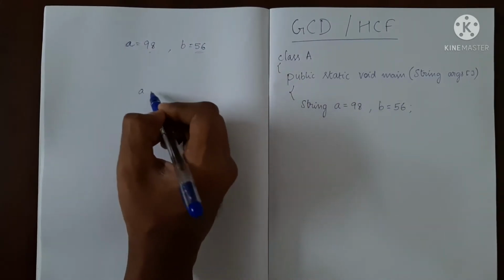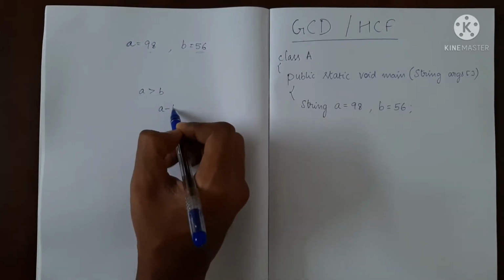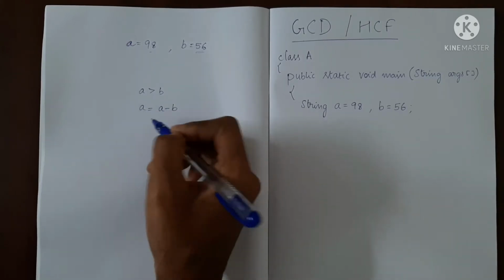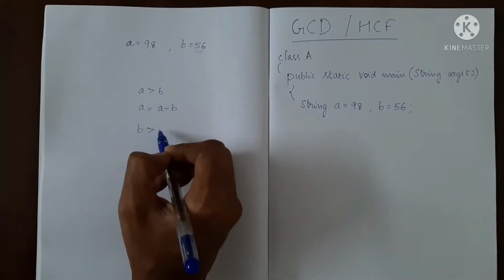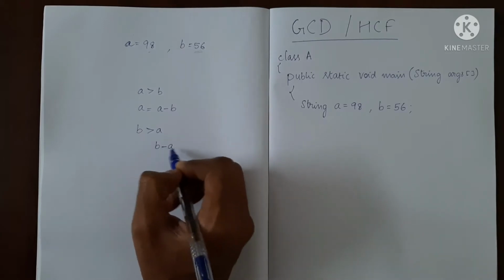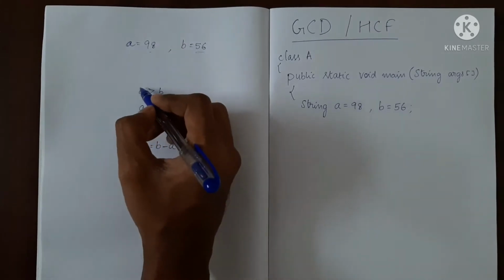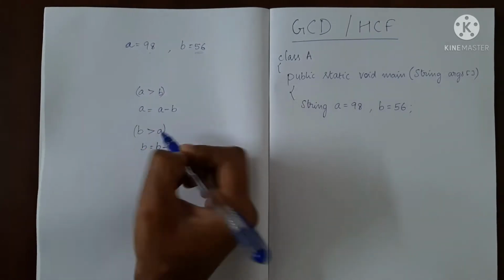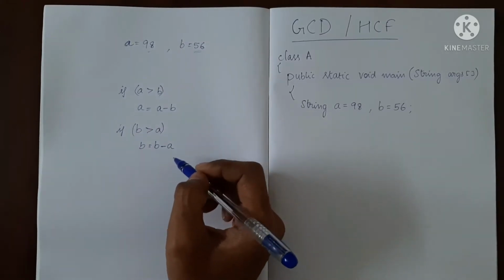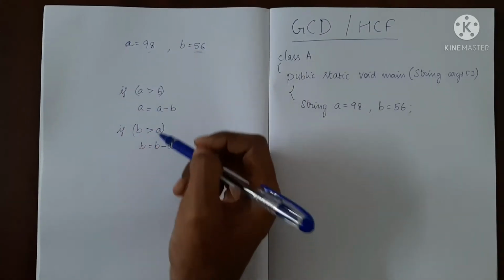So if A is greater than B, I'm going to subtract B from A and then store it in A. If B is greater than A, I'm going to do the same thing. I'll subtract A from B and then I'll store it in B. So how long should we do this? I'll do this until A and B become equal.